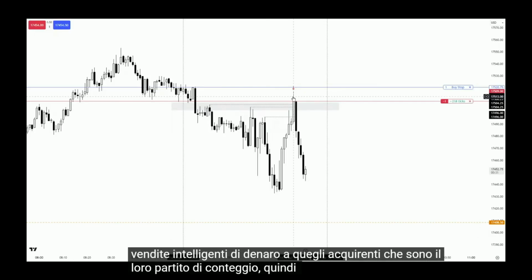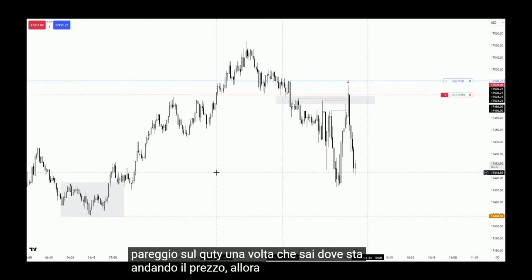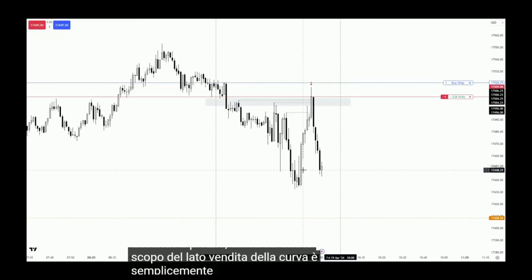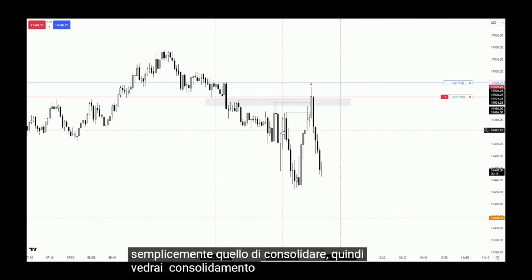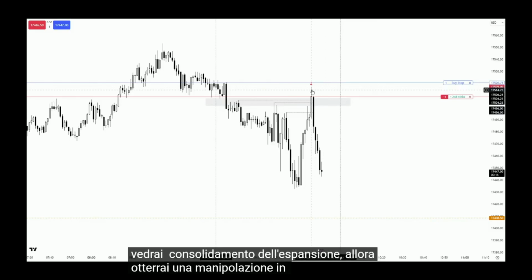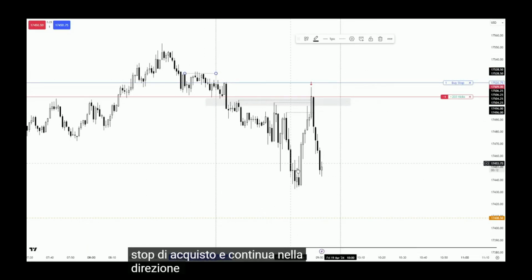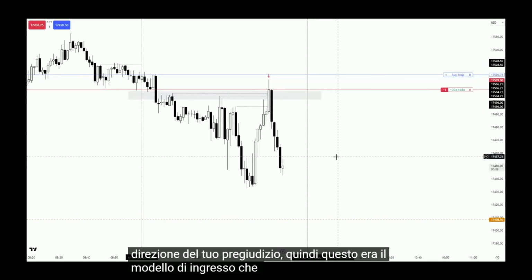That's their counterparty. So once you have a drawn liquidity, once you know where price is going, then you know that the purpose of the sell side of the curve is just to basically consolidate. So you'll see expansion, consolidation, then you'll get manipulation where price just takes out buy stops, and it continues in the direction of your bias. So that was the entry model that we did within this hour.